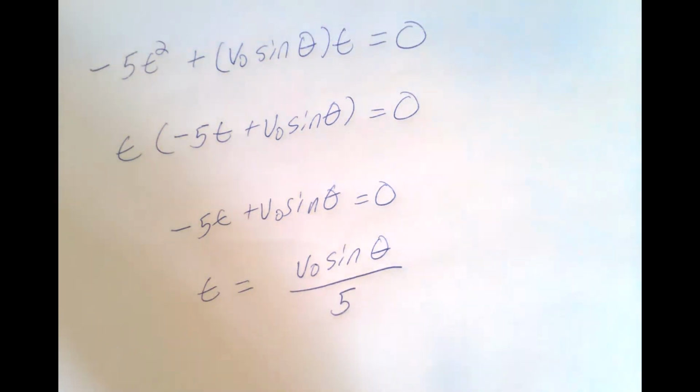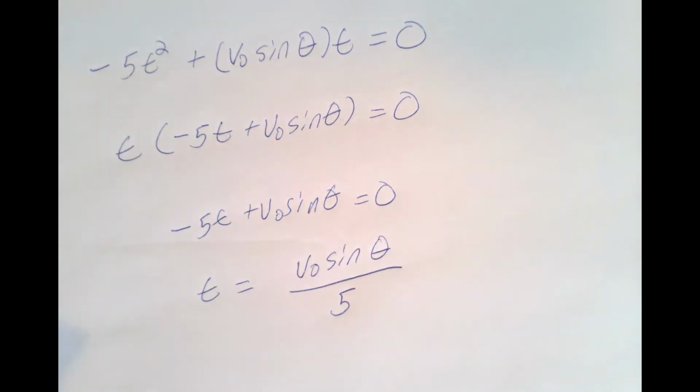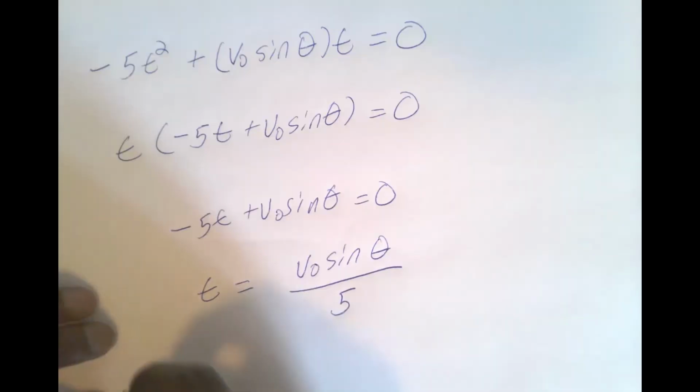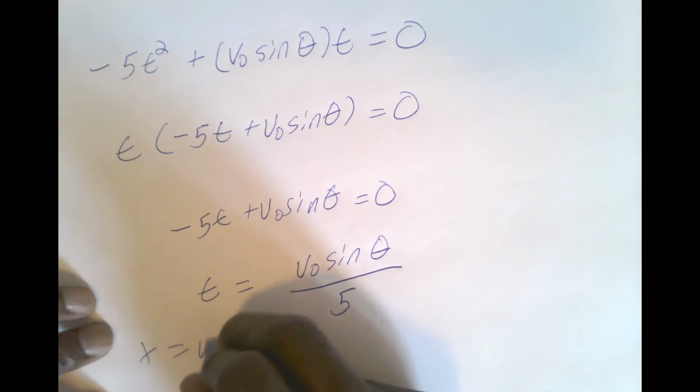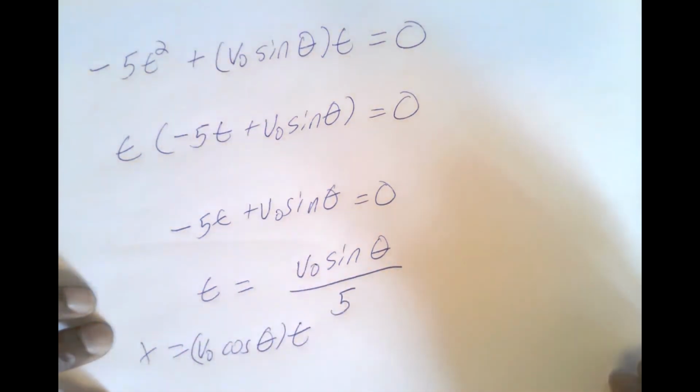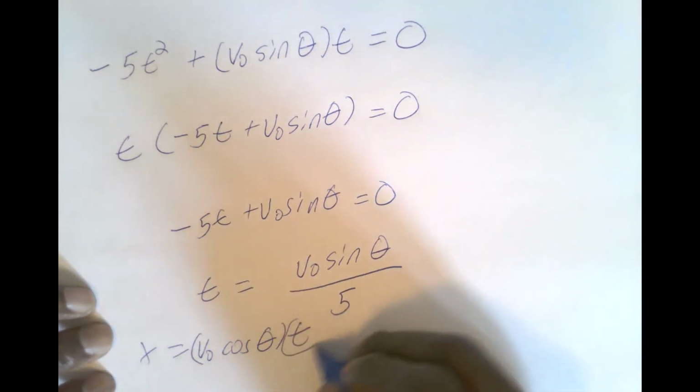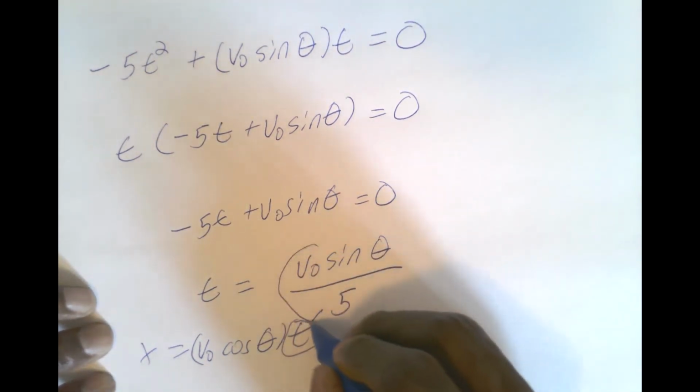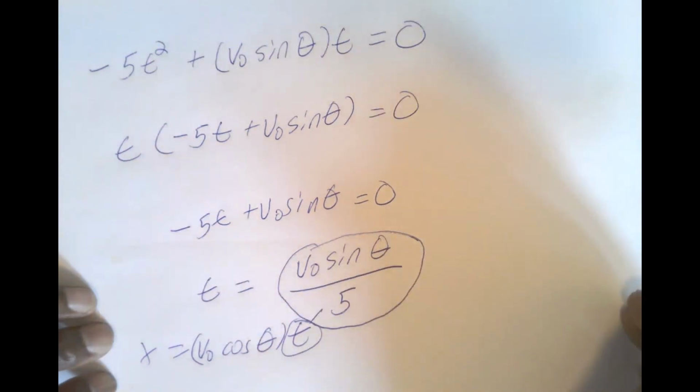So when the projectile hits the ground after it's traveled the full distance, the value of t is v naught sine theta over 5. And so we'll take that value of t and substitute it into the horizontal position function, therefore removing the parameter t and having a function just in terms of theta. Just to remind you, the horizontal position function was v naught cosine theta times t.